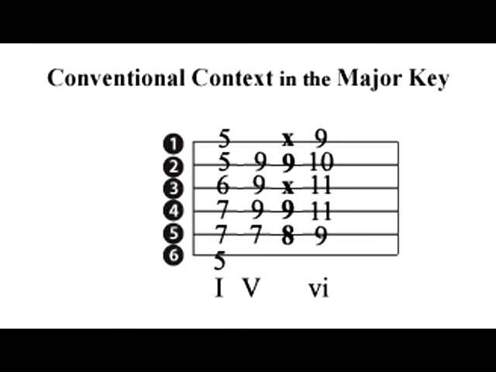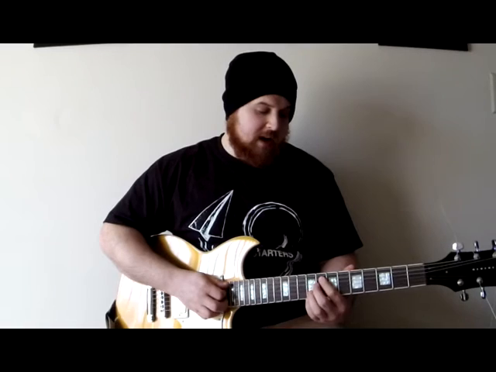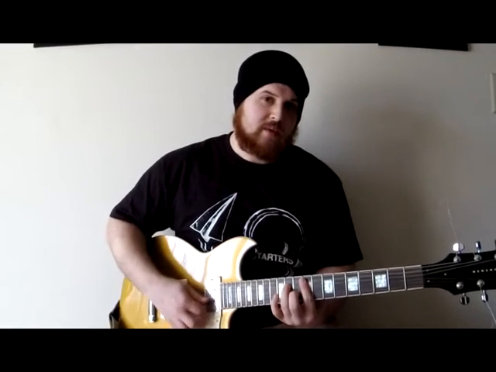So, 1 half step up from my 5 chord, I played diminished before going to my 6 chord. So 1, 5, then I did my half step up from the root of a major chord, which was 5, and applied diminished before going to my 6 chord.